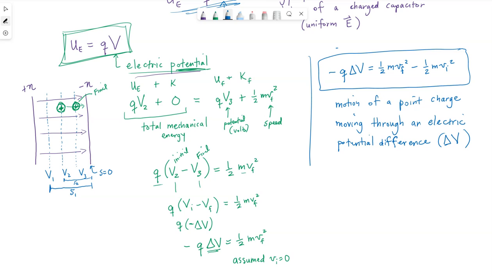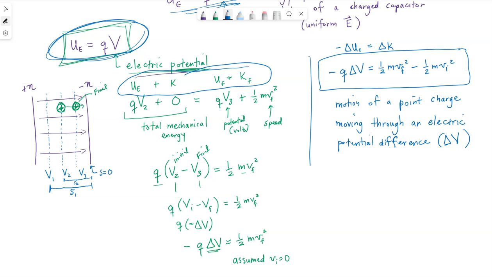Now, by the way, the Q delta V represents the change in potential energy. Right? If we come back to this equation on the left, if the potential energy is Q times V, then the change in potential energy is Q times delta V, because the charge isn't changing. And then that is equal to delta K, which is just another way of writing out this conservation of energy. It's the same thing.